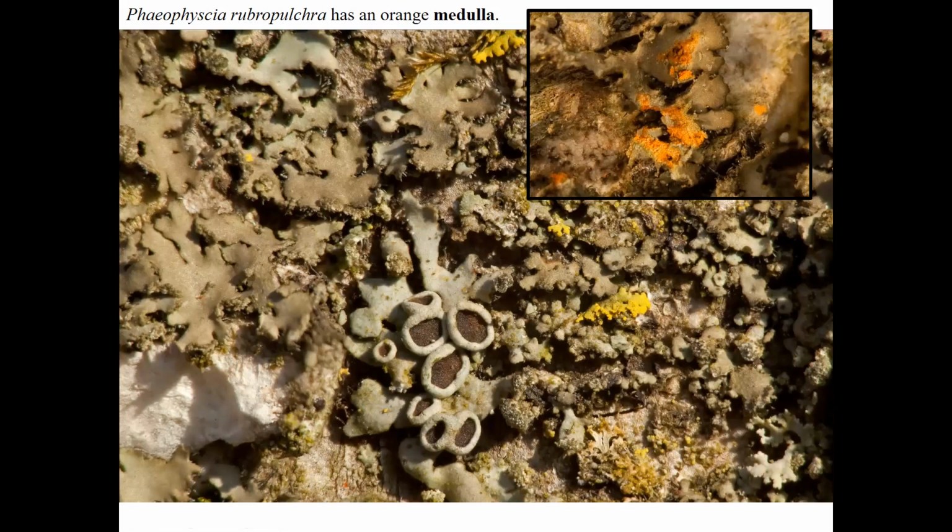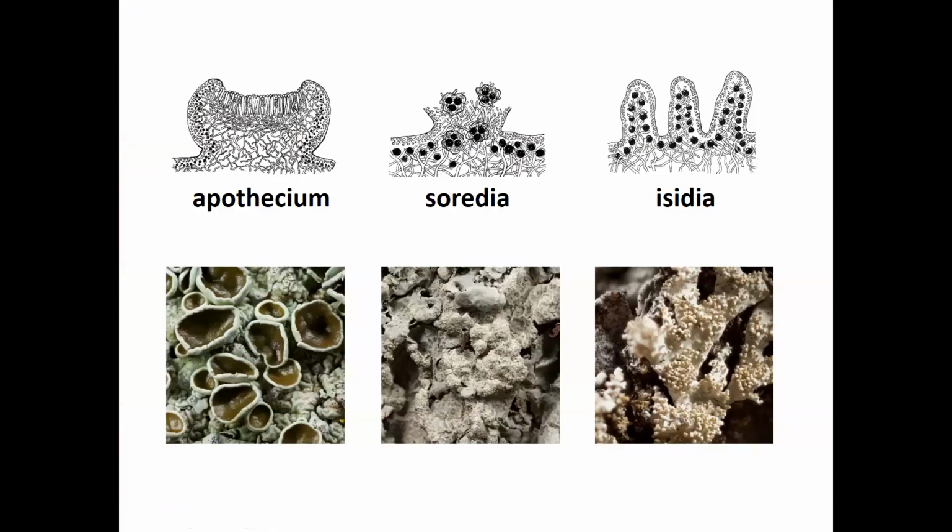So this, for example, is a lichen called Phaeophysia rubropulchra that has a very, very colorful medulla. Also, the cortex is brown, but a few lichens have brown color. But if you scrape away the cortex and look at the medulla, it's orange. It's called the orange cord shadow lichen.